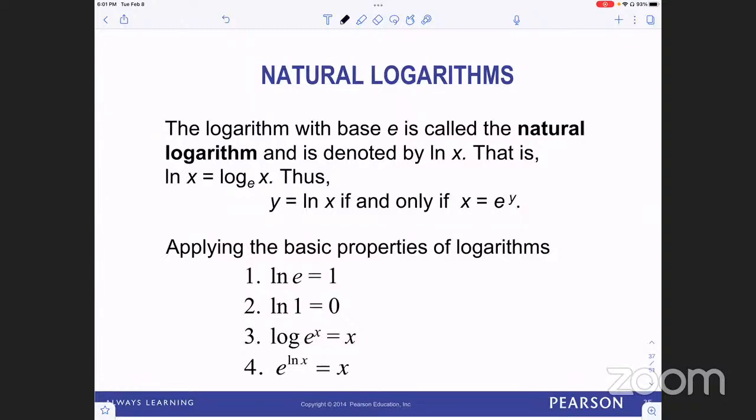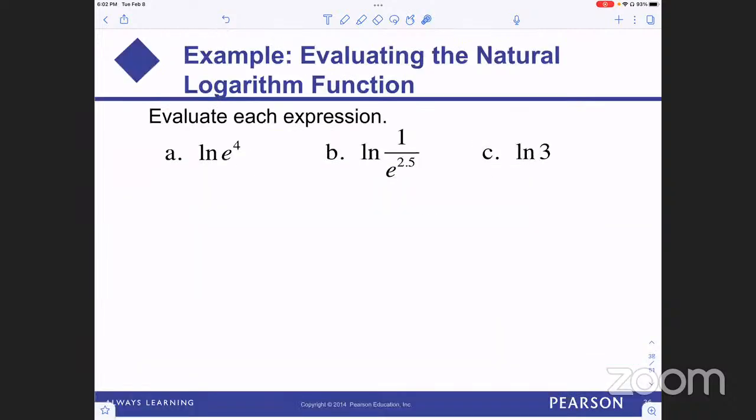So then the logarithm of base e is called the natural log and is denoted by ln of x. So that's going to be this guy here, log base e of x. Then if we have y equals the natural log of x, if and only if the base e swings, e to the power of y equals x. And then the same recurring 4 properties.